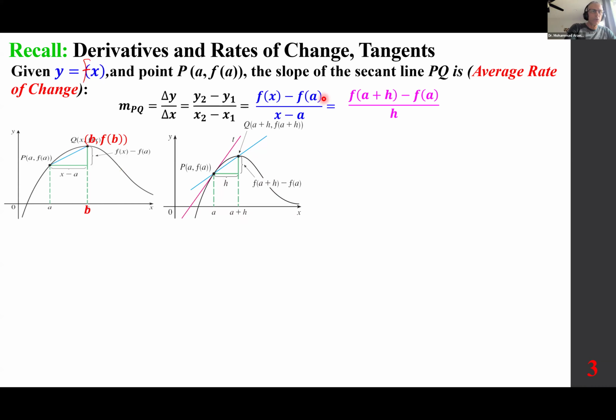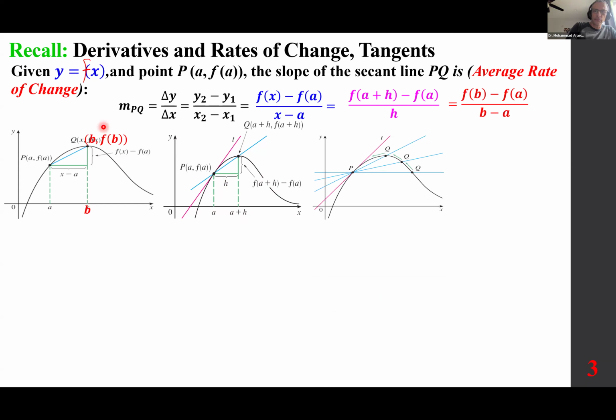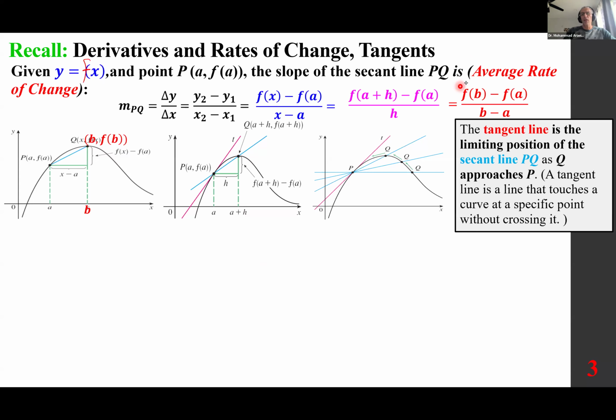If we call this point b, f of b, therefore f of b minus f of a over b minus a. These are different ways of writing the same thing. As Q approaches P, this gives rise to the red line known as the tangent line. The tangent line is the limiting position of the secant line PQ as Q approaches P. A tangent line is a line that touches a curve at a specific point without crossing it.